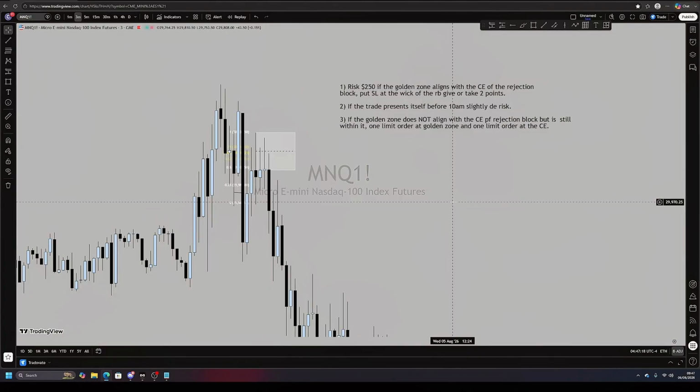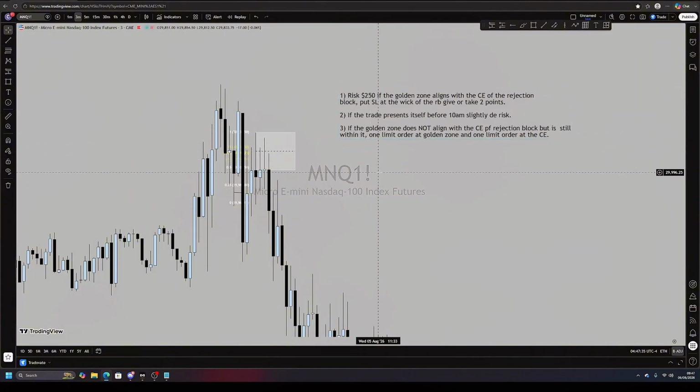But yeah, the reason I do this is because I used to always set my limit order at the CE only. And there have been so many times that we come just below the CE, and then dump to full take profit, and I don't get in the move. So now we've gone through how much we'll risk based on setups.